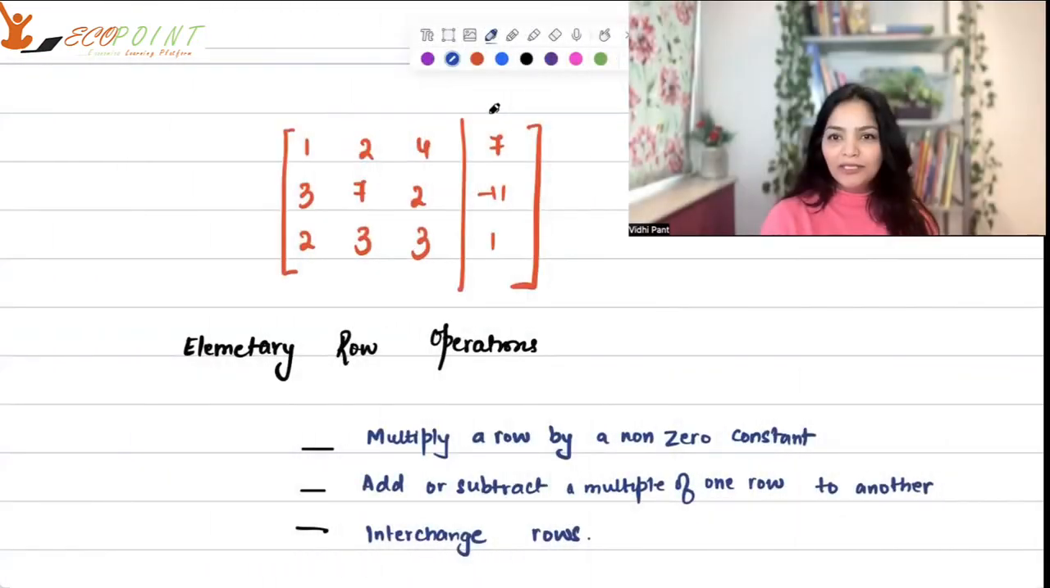Hey guys, welcome to another lecture for linear algebra. Today I will continue with what I had set up in the previous lecture. I was talking about the elementary row operations.